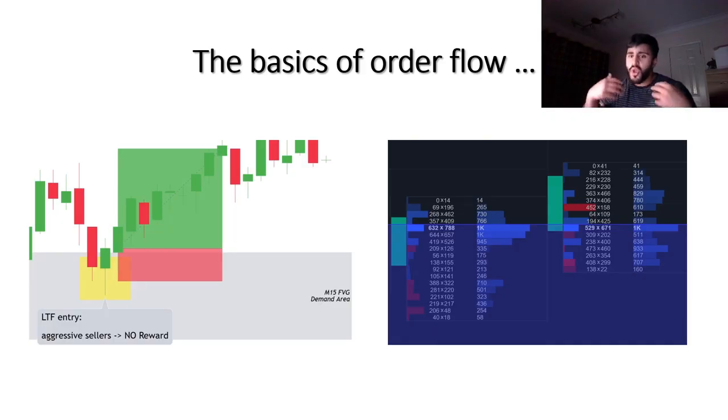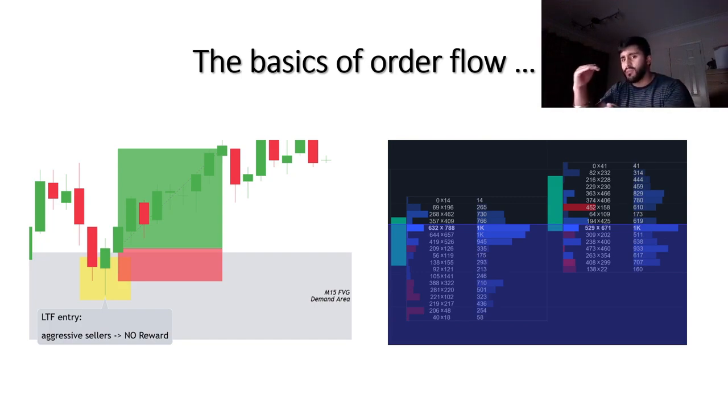Now, passive participants, I will briefly explain now. So for example, if we see over here, we have a lot of red delta inside of this demand zone, right? We have a lot of red delta over here and red delta over here. You can even read the actual order flow: 40 for 18. That's just over a 2-to-1 ratio. There's twice as many aggressive sellers as there are aggressive buyers. Despite that, the market moves up.